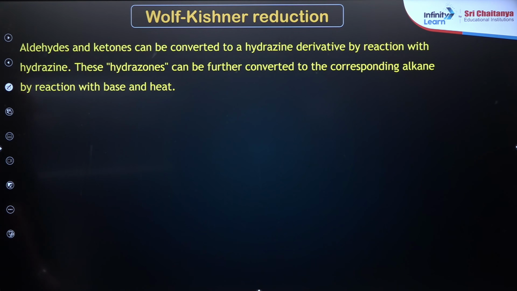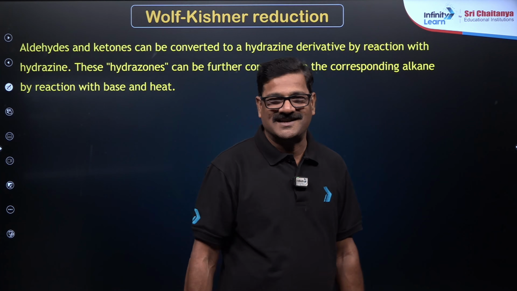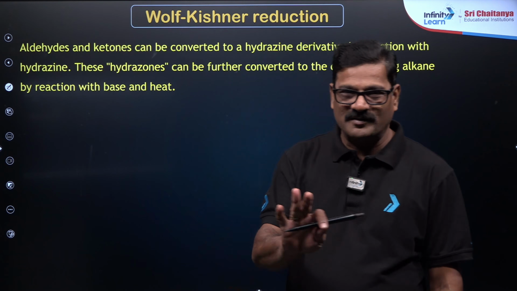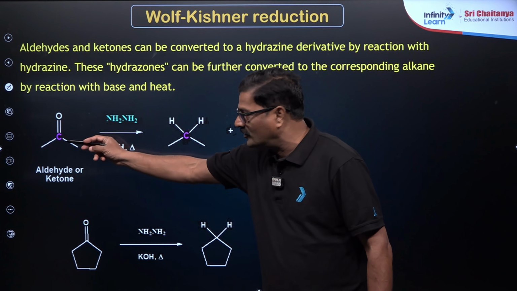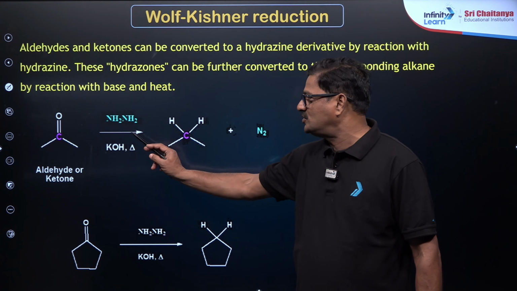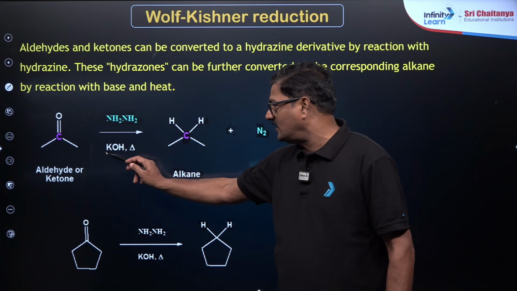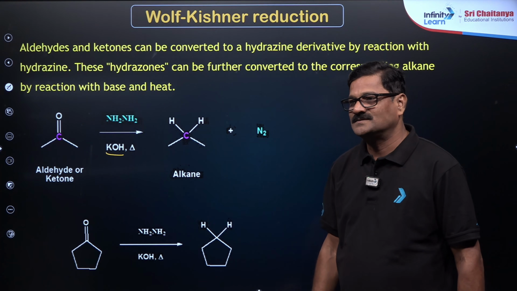Moving ahead, Wolff-Kishner reduction, इसके mechanism के बारे में आप पूछ रहे हैं ना, it is not required, but what is Wolff-Kishner reduction? Any carbonyl compound is treated with N2H4, NH2NH2, in the presence of alkaline media, you are going to get a direct alkane.